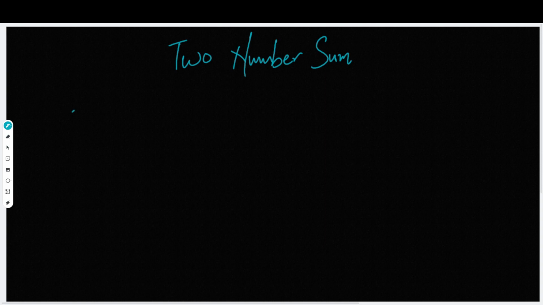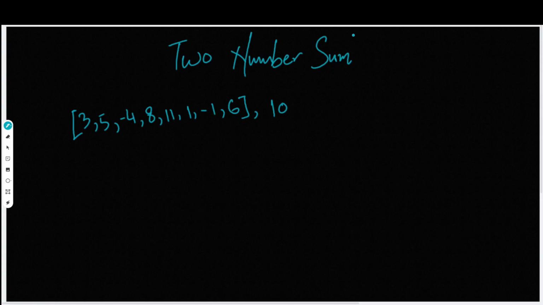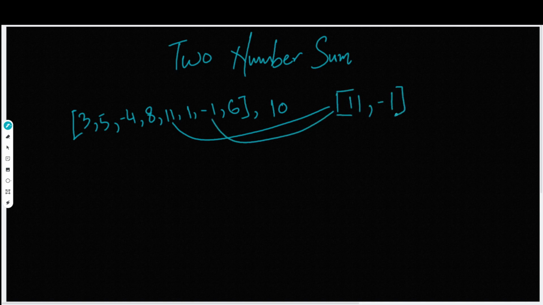First of all, let's suppose we have this input: 3, 5, -4, 8, 11, 1, -1, and 6. And we have the target sum as 10. Looking at this, you can probably tell that if you want to find two numbers that sum up to 10, we can say that 11 and -1 do add up to 10. So this is the pair of numbers that we are looking for in this array.